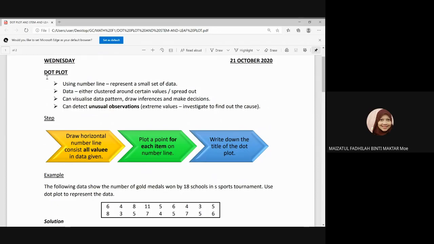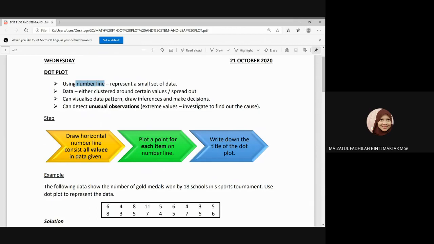Alright, so what is a dot plot? A dot plot is a graphic representation of data using a number line, and usually a dot plot represents a small set of data. With the data, we can define whether the values cluster around certain values or spread out. A dot plot can also visualize data patterns, and we can draw inferences and make decisions.